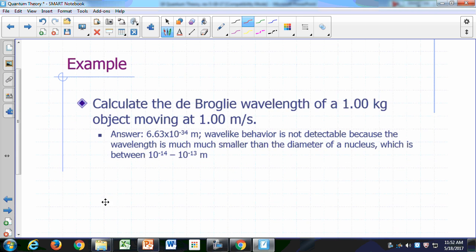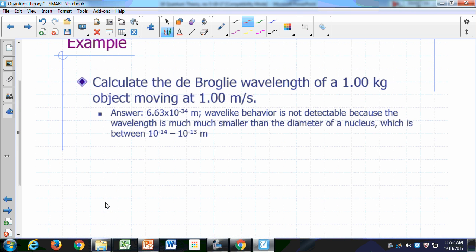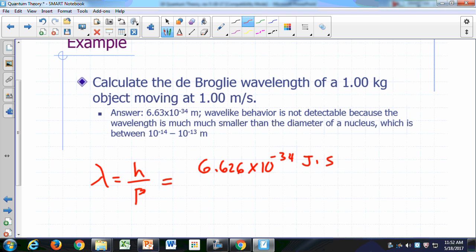All right, so here's an example. Let's calculate the de Broglie wavelength. If you have a 1 kilogram object moving at 1 meter per second, what would be its de Broglie wavelength? So let's apply de Broglie's formula. Lambda is h over p. h is Planck's constant, 6.626 times 10 to the negative 34 joules times seconds, divided by our momentum, which is mass, 1.00 kilogram, times our speed, 1.00 meters per second.